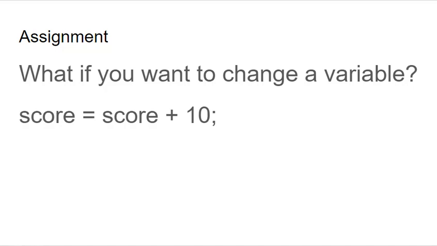Here's another example. Let's say we want to add 10 to our score. You could say score equals score plus 10 semicolon. So this means take the thing on the right, stick it in the thing on the left. Load the value of score, add 10 to it. Now we've got score plus 10, and then we're going to store that result back in score. So we're going to load the score, add 10 to it, and then take that new value and store it back in the score. So that is how you can change a variable.